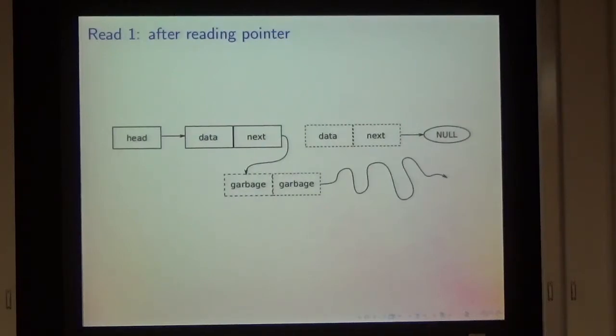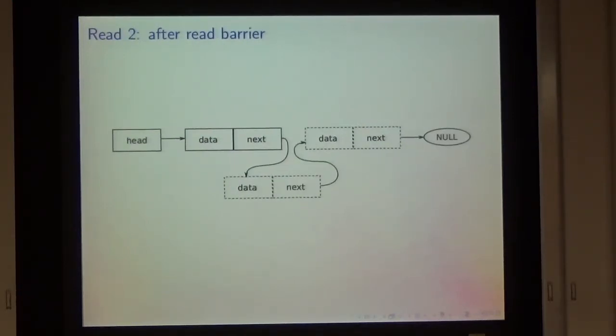From the reader's perspective, the dotted lines here indicate locations in memory that have not yet been read in this lookup operation. But it shows what the reader would read if it dereferenced the pointer to that. Initially, the reader might read garbage from the foo struct, and garbage that points off into oblivion somewhere we don't want to go. Then the reader issues the read barrier, and now the reader hasn't actually read these data in memory yet. But if the reader did read them, these are the values it would see, including the pointer to the legitimate next entry. Then we can read the data in the foo struct and proceed on our merry way.